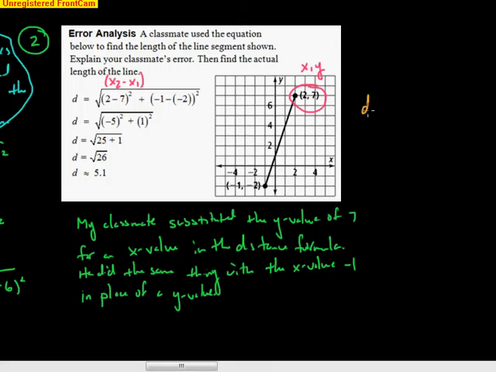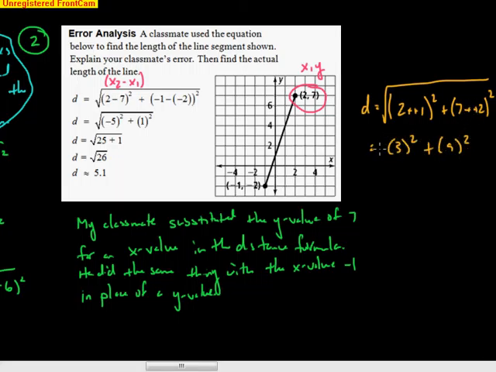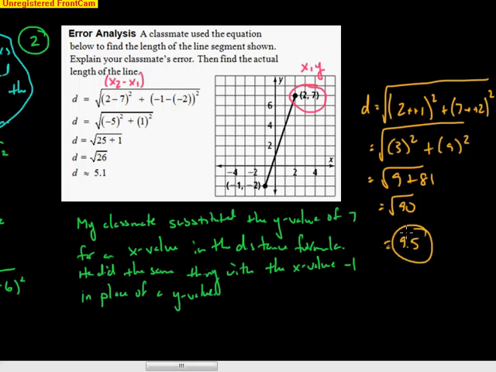So distance equals, so over here, let's stay with 2, but now let's go minus -1 squared, right, the other x, plus, and we'll go back to 7 minus -2 squared. That's going to be plus plus. That's going to be 3 squared plus 9 squared, all inside a square root. That is 9 plus 81. That's the square root of 90. And the square root of 90 is 9.5. So there's the correct work.